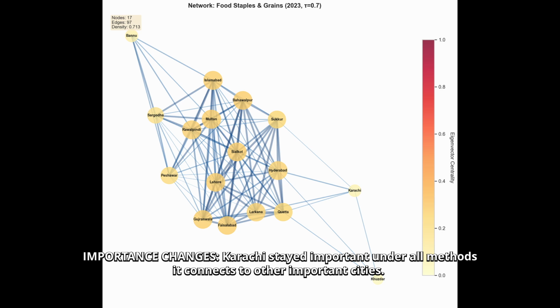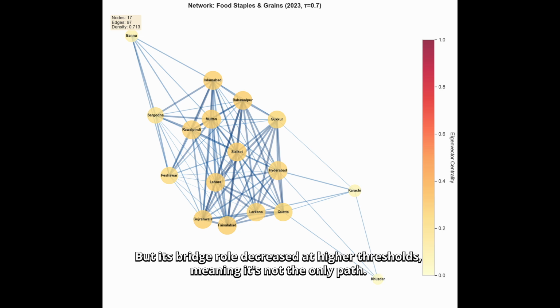Importance changes. Karachi stayed important under all methods. It connects to other important cities, but its bridge role decreased at higher thresholds, meaning it's not the only path. Quetta always had low scores, showing it's isolated from other markets.